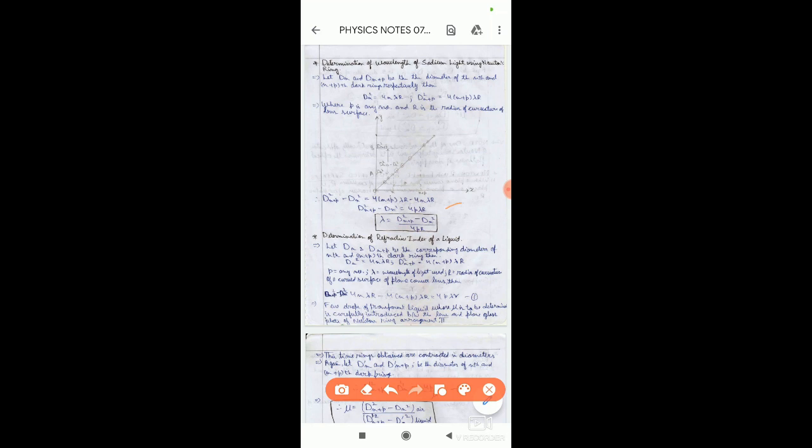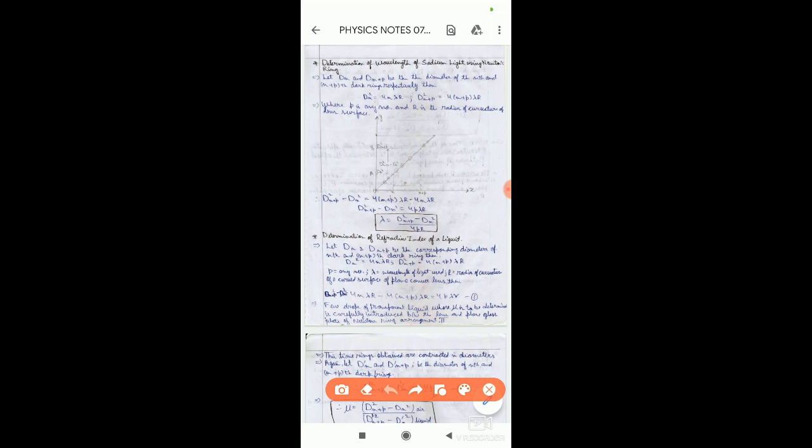Now we get the value of the wavelength of sodium light. So λ = (D²_(n+p) minus D_n²) upon 4pR, where p is any number. It is a very important equation from the numerical point of view.